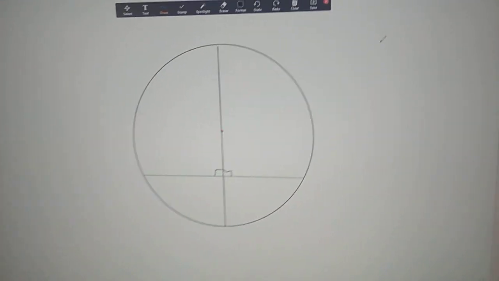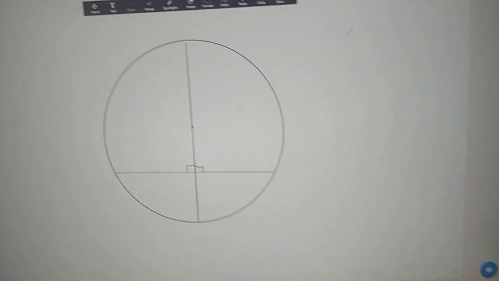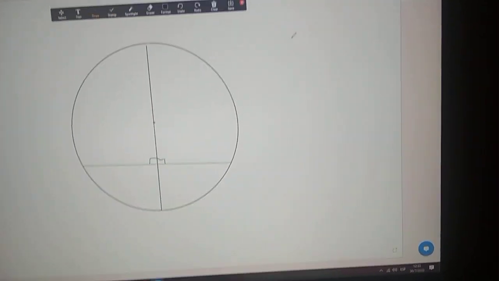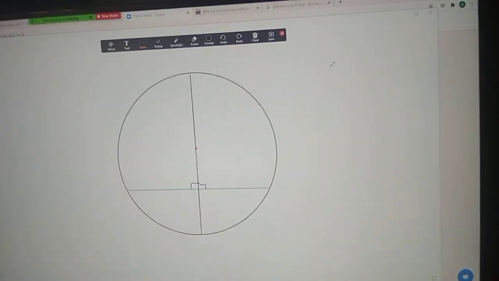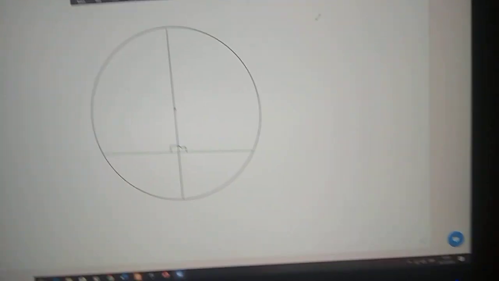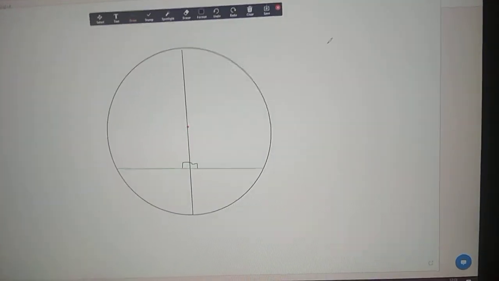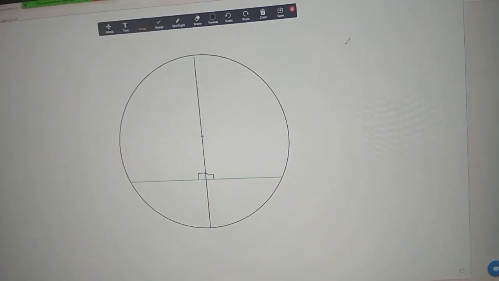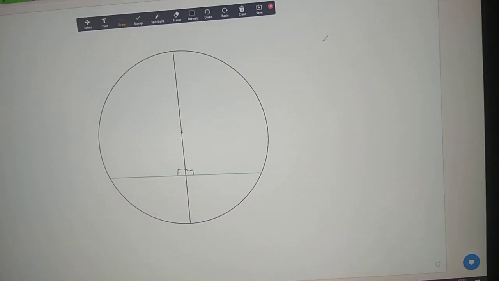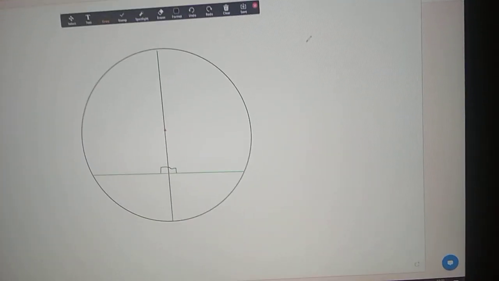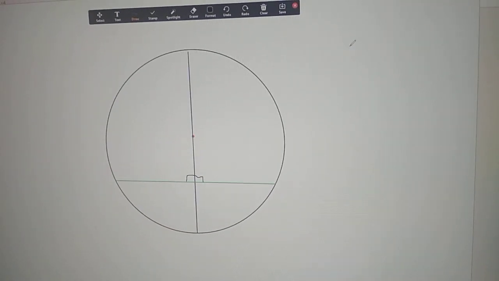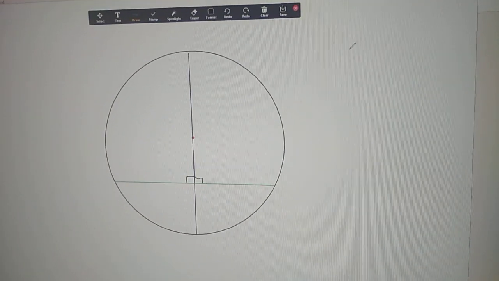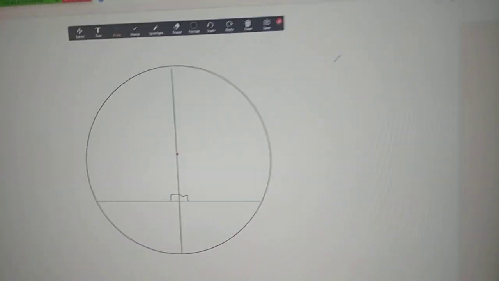We had the two cases. The first one: if a straight line crossing through the center bisects another straight line that's not crossing through the center, it will also fall perpendicular. And the case that we have shown now says that, having a circle and a straight line crossing through the center and falling perpendicular to another straight line that is not crossing through the center, it will bisect this other straight line.